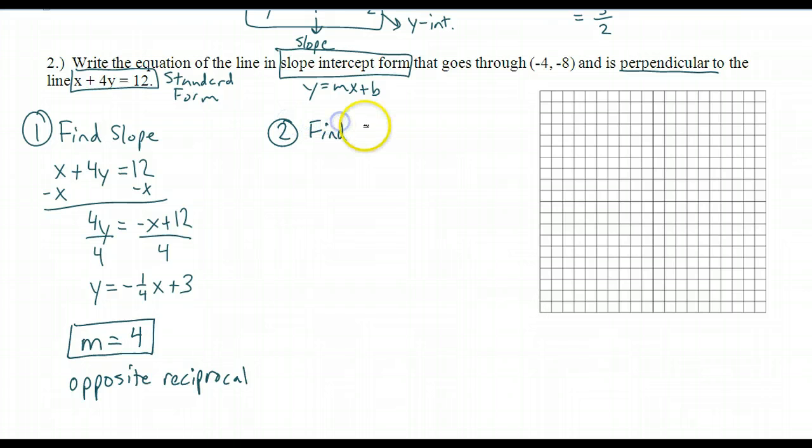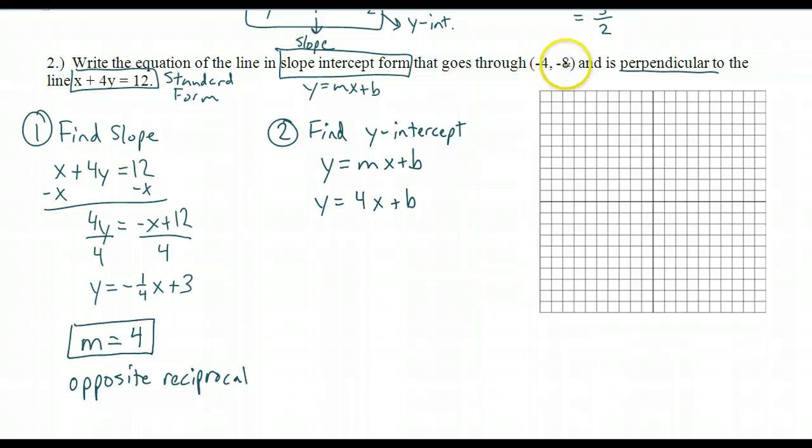Step 2, I need to find the y-intercept. I could use the point slope formula, but there's another method. The other method is to start with the slope-intercept form and plug in what I know. I know that the slope has to be 4. I also know that I want my line to go through negative 4, negative 8. I want my x value to be negative 4 and my y value to be negative 8. So if I plug in negative 4 for x, for an answer, I should get negative 8 for y.